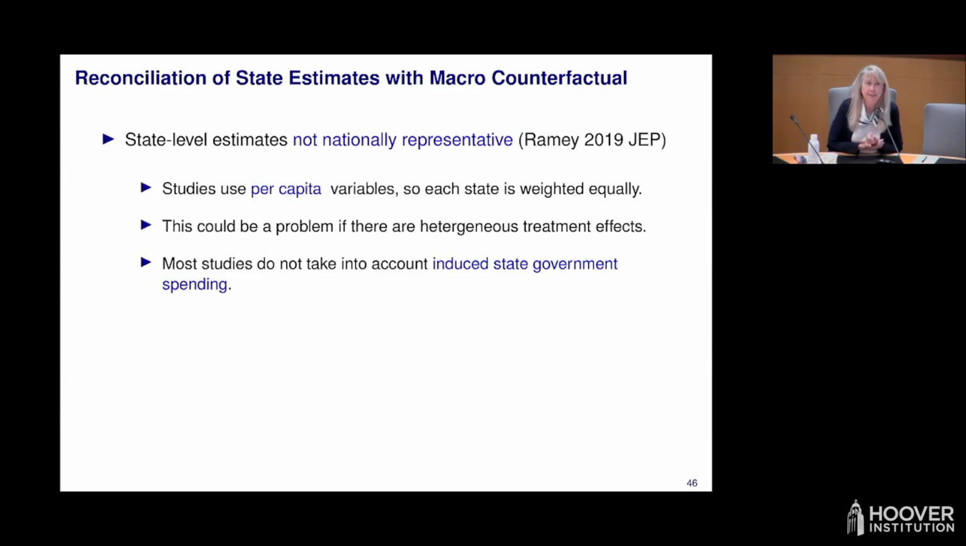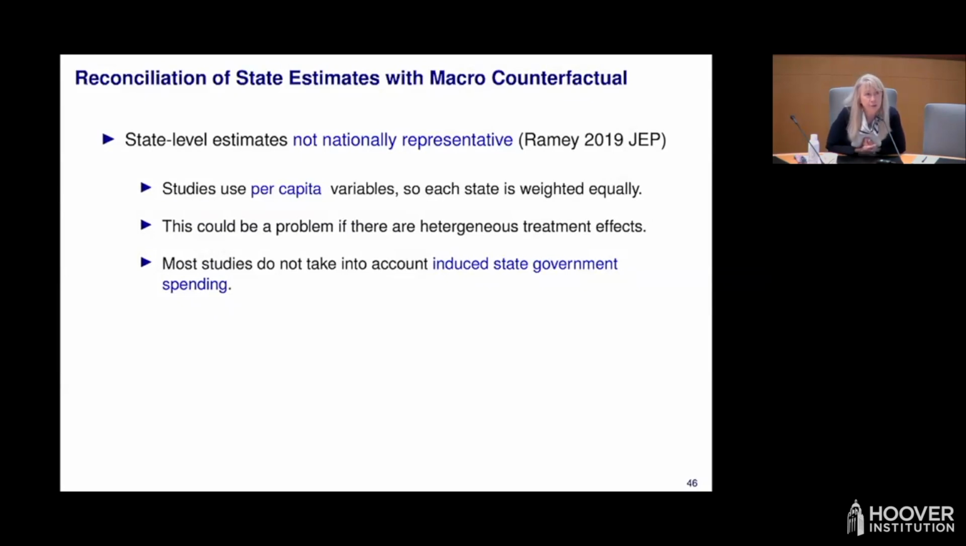Well, in my Journal of Economic Perspectives paper, I argued that the state level estimates are not nationally representative and therefore shouldn't be directly aggregated up. Those studies use per capita variables, so each state is weighted equally. That means that North Dakota with less than 700,000 people gets the same weight as California with 36 million. If there are heterogeneous treatment effects, that could be putting too much weight on North Dakota.